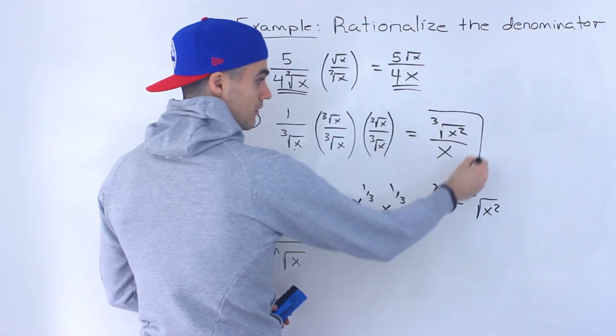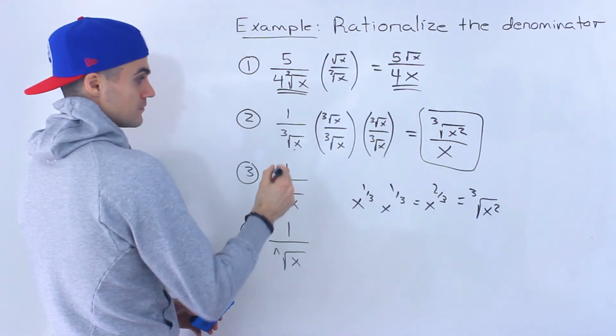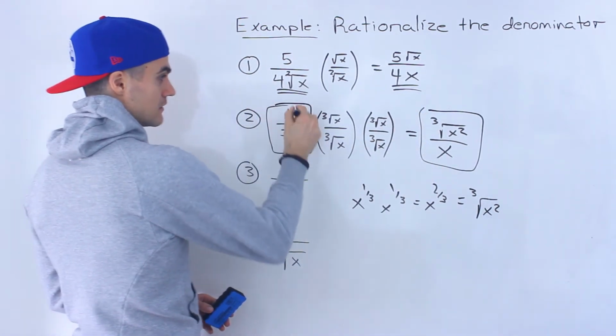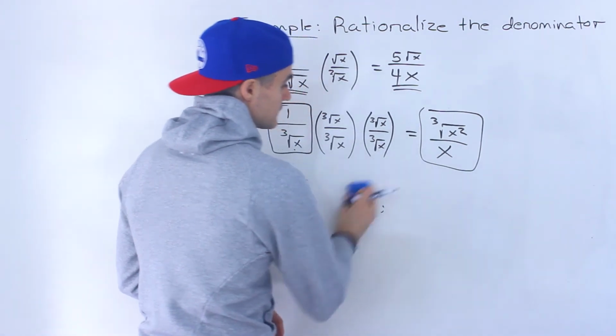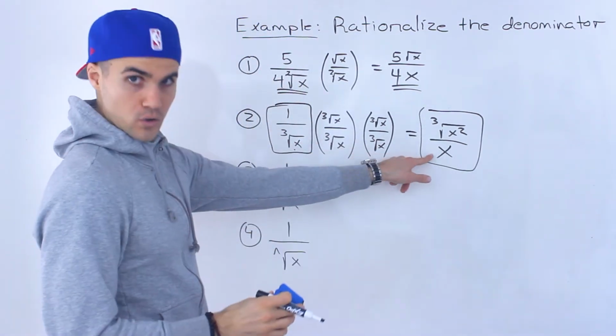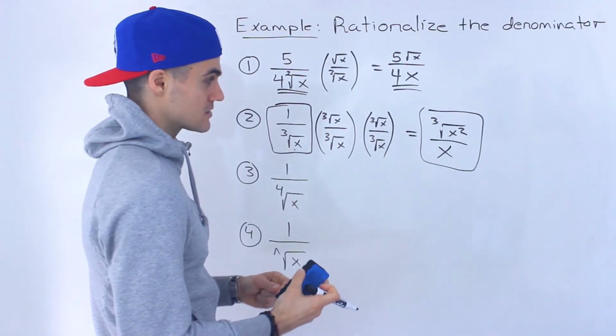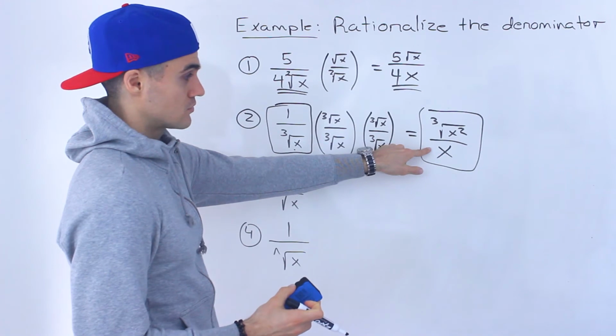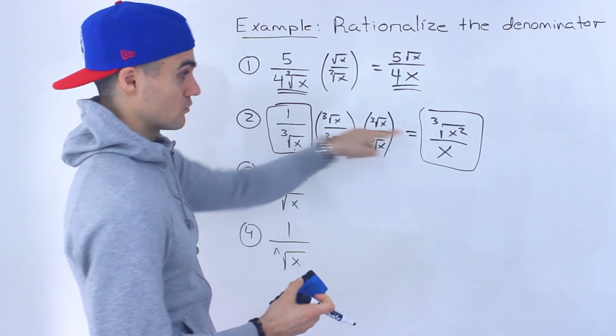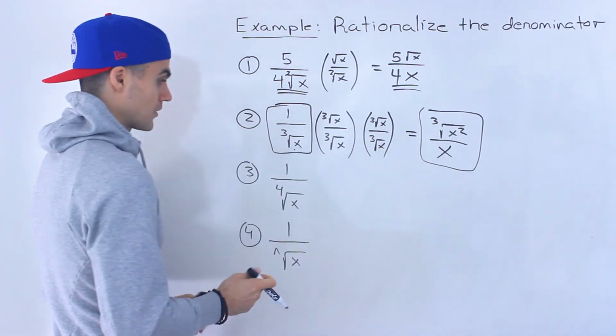So this here is the final answer, right? This and this are the exact same thing. If you plug in any x value into this or into that, you'd get the same answer. It's just now we don't have any square roots or any kind of roots, any third roots in the denominator.